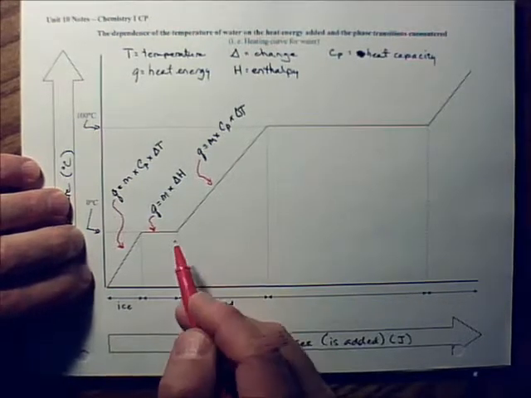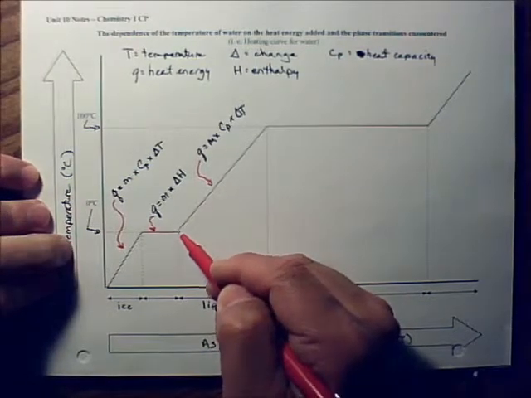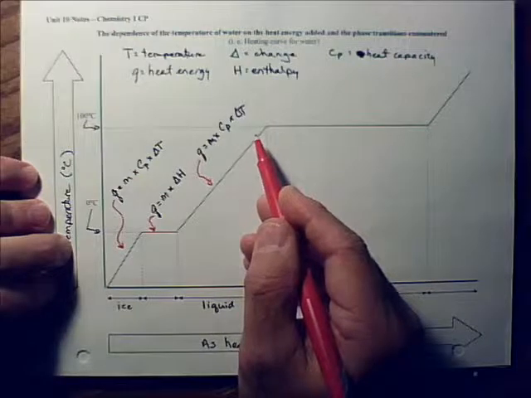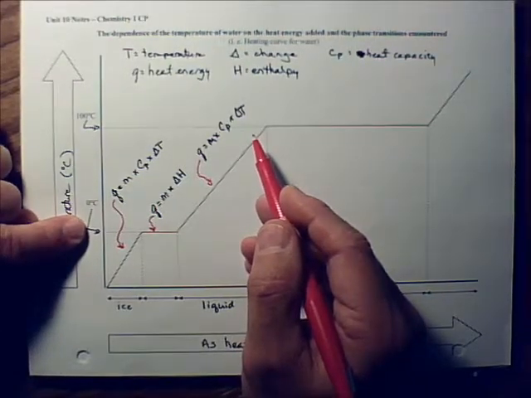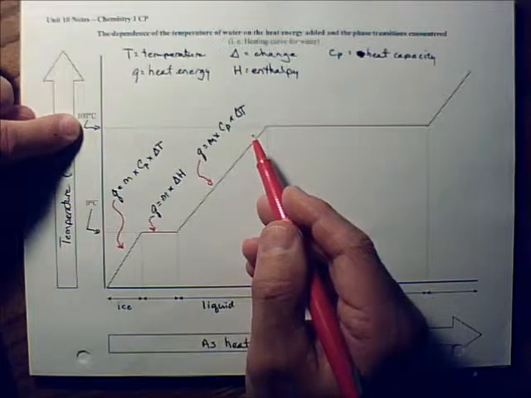So we got the water in liquid state right here, and we're adding energy to it. The temperature's starting to rise. We go from 0 degrees C all the way up to 100 degrees C. The freezing and melting temperature of water is 0 degrees C. The boiling and condensation temperature of water is 100 degrees C. Okay?